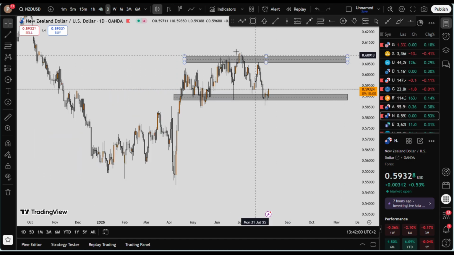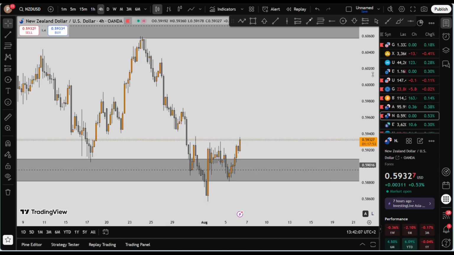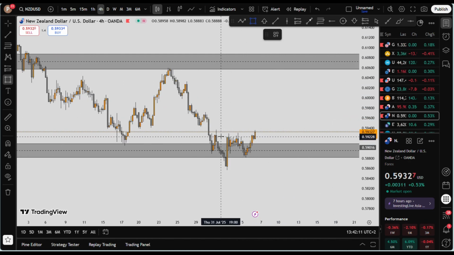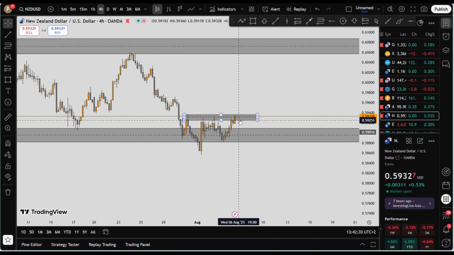For the sake of the analysis, let's drop down to the 4 hour, one of our entry time frames, and we do the same thing again. We identify our key resistance and support structures, where price has been rejecting off of more than once. Price is currently in this zone here.